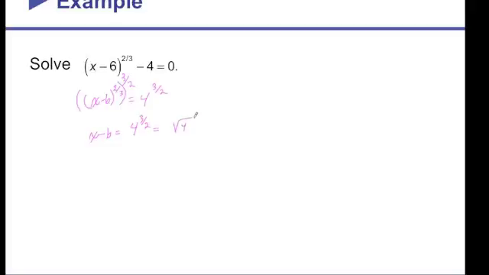I can make it the square root of 4, and that answer cubed, or it can equal 4 cubed, and then the square root of that. So it can go either way. I think I'm going to pick this way right now. So I'm going to have x - 6 is 4 cubed. It'll be plus or minus the square root of 64. And the square root of 64 is plus or minus 8.